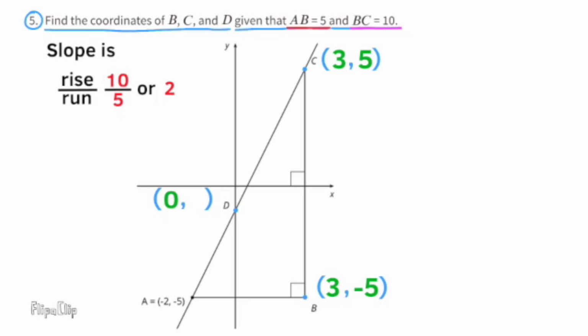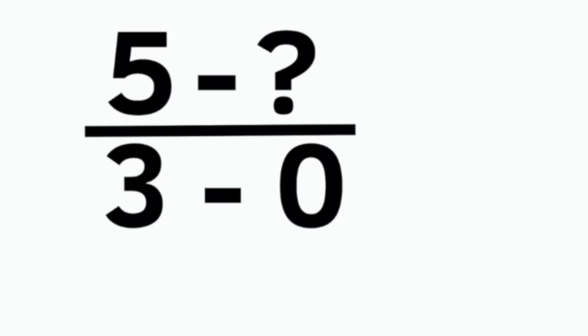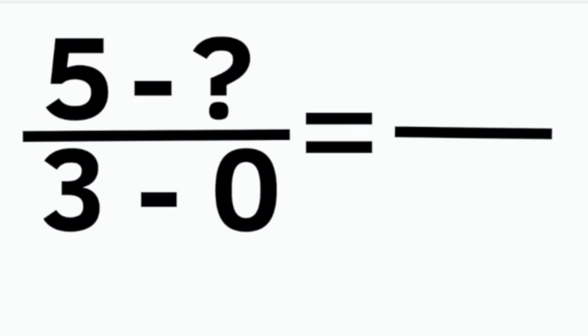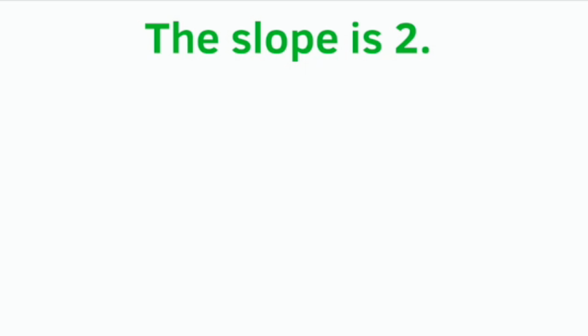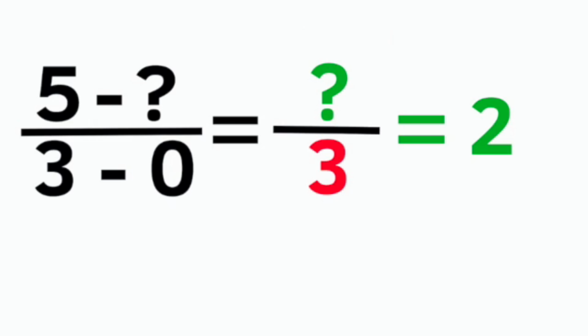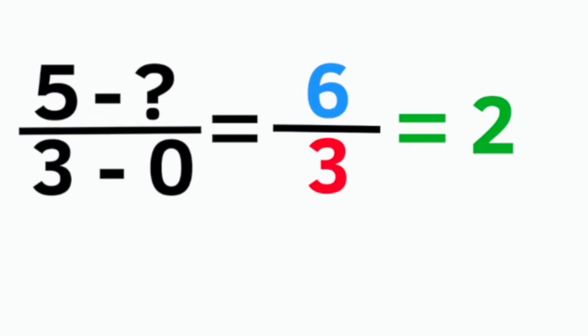Let's use the coordinates for point C and D, (3, 5) and (0, unknown number). The y value 5 minus the unknown value of y, and the x value of 3 minus the x value of 0. 3 minus 0 is 3, and 5 minus the unknown number is an unknown amount. Remember that the slope is 2, so what number divided by 3 equals 2? 6 divided by 3 equals 2. So 5 minus what number equals 6?